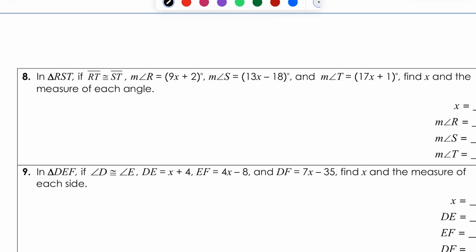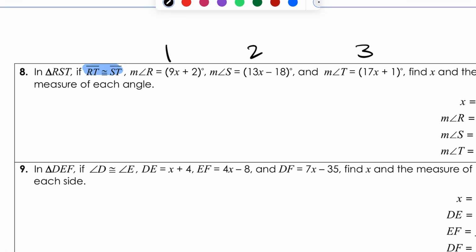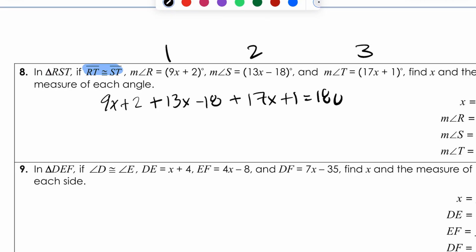It says in triangle RST, if line RT is congruent to line ST, and then angle R is 9x plus 2, angle S is 13x minus 8, and angle T is 17x plus 1. Listen, they give you 3 angles inside that triangle. Remember, all 3 angles inside a triangle add to equal 180. So you really don't have to do anything difficult on this one. There is another way to do it, but as long as you understand this, you'll be good. Solve for x, please.